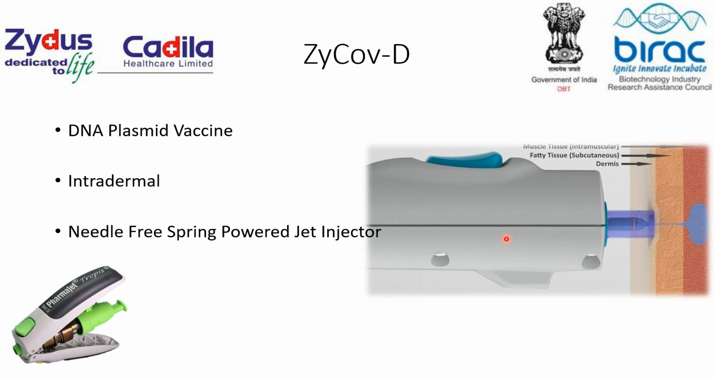The next is the ZyCoV-D vaccine, formed by Zydus Cadila in collaboration with the Department of Biotechnology, Government of India, and the Biotechnology Industry Research Assistance Council. This is again a DNA plasmid vaccine. The vaccine is intradermal, and the important thing here is that it is a needle-free, spring-powered jet injector. There is no needle for this vaccine.